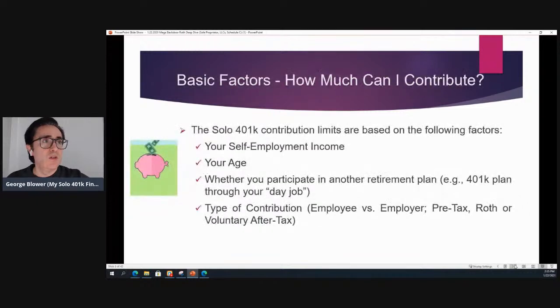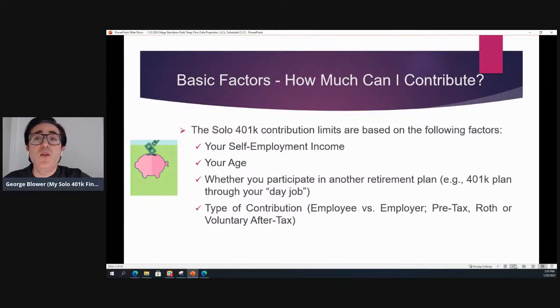So the first issue to consider here is how much I can contribute. To set the baseline understanding, the ability to contribute is based on different factors. We've got those basic factors outlined here. One is your age. Another is your self-employment income, because you can't contribute more than you earn, right? So you have to have that earned self-employment income.